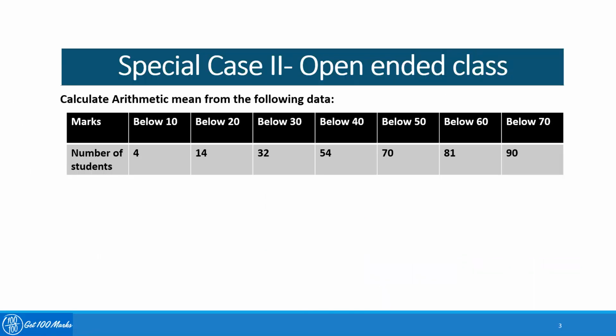There is another question of arithmetic mean which is on open-ended class. What do you mean by that? Here the class interval is not given fully. If you see, marks obtained below 10, there are 4 students. Marks obtained below 20, there are 14 students. Marks obtained below 30, 32. Similarly, it's given up to 70. We have to calculate the arithmetic mean for the following data.